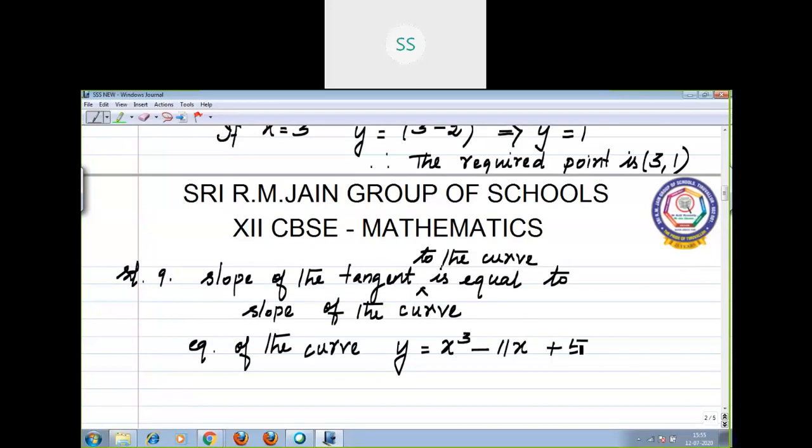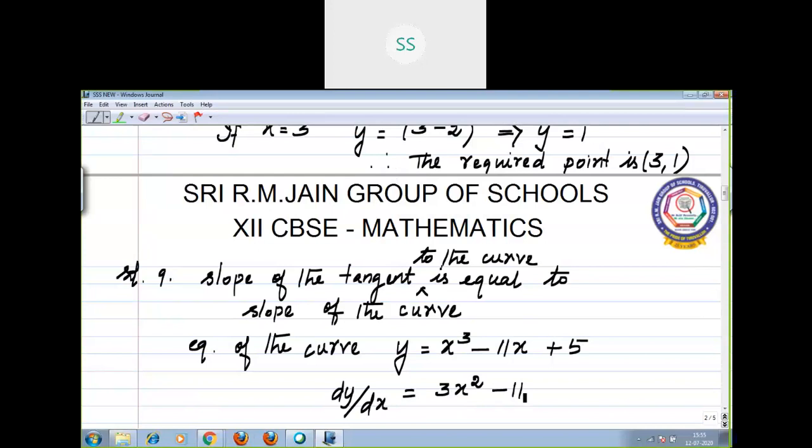You want to find slope of the tangent. That means the given curve equation you want to differentiate with respect to x. So what is your dy by dx? Dy by dx equal to, here also again you are applying the derivative of x power n, 3 into x square minus 11.